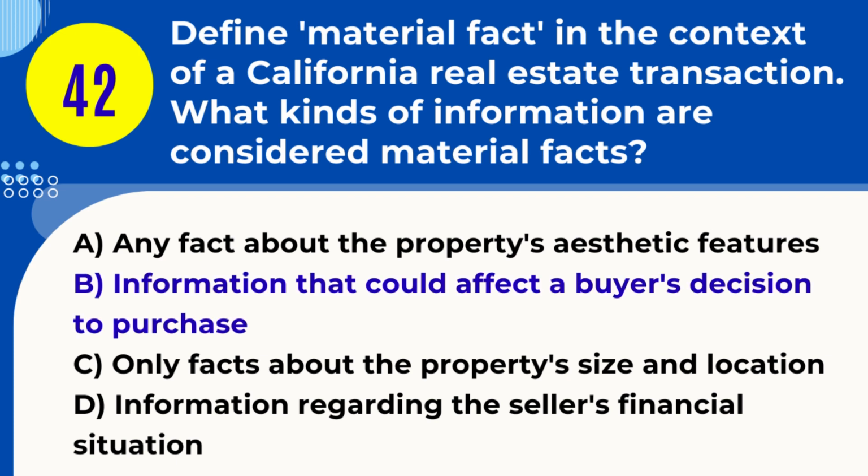Answer: B. Information that could affect a buyer's decision to purchase. Explanation: In California real estate transactions, a material fact is any information that could significantly affect a buyer's decision to purchase or the value of the property. This includes facts about the property's condition, legal status, and other relevant aspects.